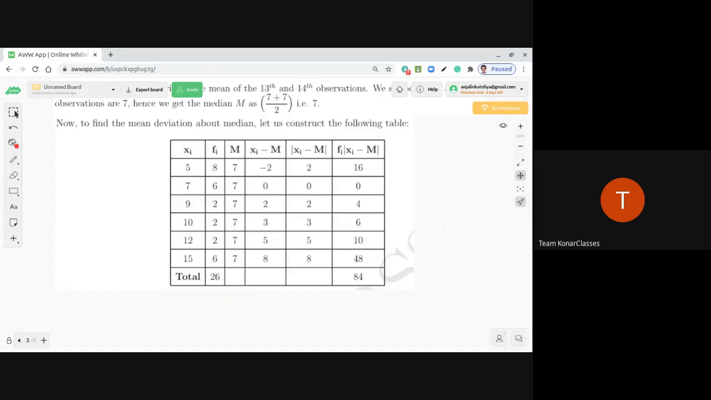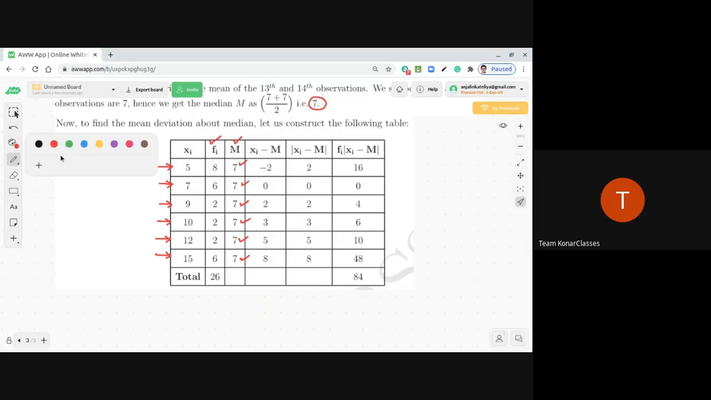So dear students, if you look into this, these are the data values: 5, 7, 9, 10, 12, and 15, and their respective frequencies are mentioned here. The median we already found as 7. That's why we wrote 7 in all of these rows. Then we found xi minus m, that is 5 minus 7 for the first one.